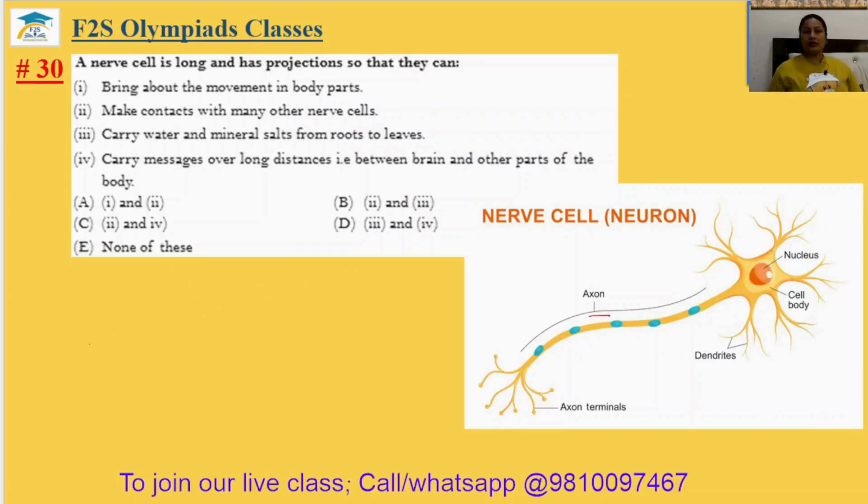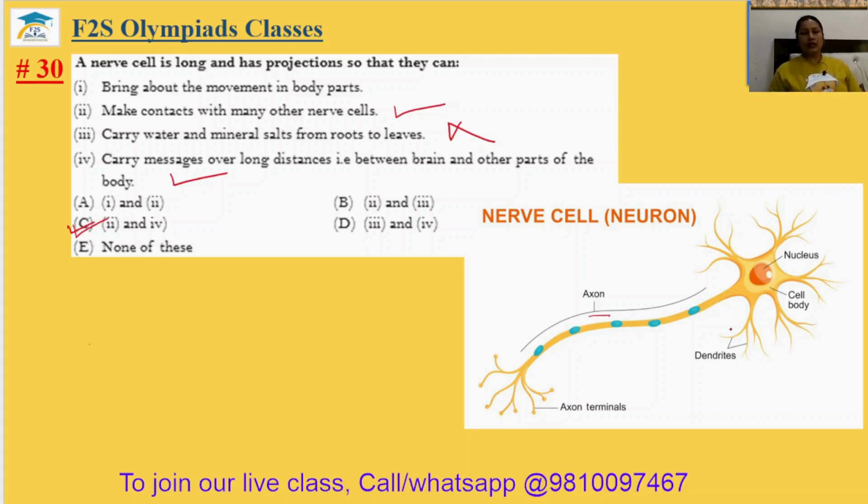A nerve cell is long and has projections so that they can bring about the movement in the body parts, make contacts with many other nerve cells. This is true. Carry water and mineral salts from roots to leaves. False. Carry messages over long distance, that is between brain and other parts of the body. This is true. The answer will be 2 and 4. It is in the option number C.